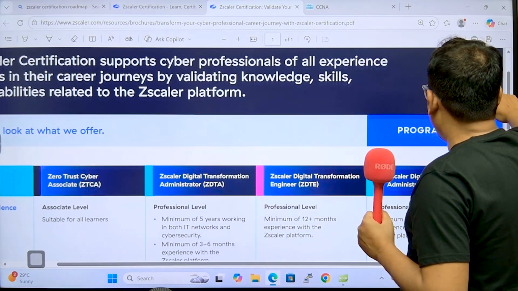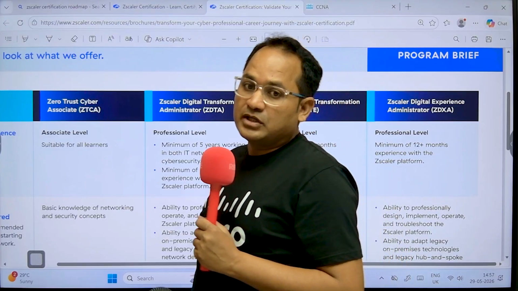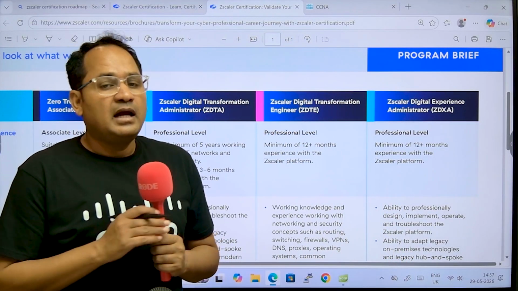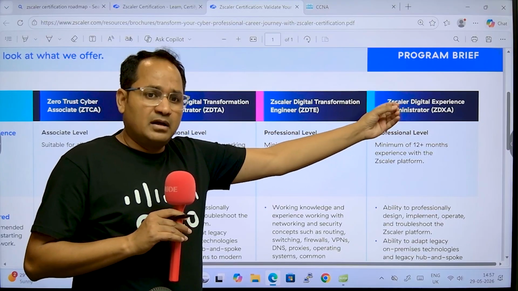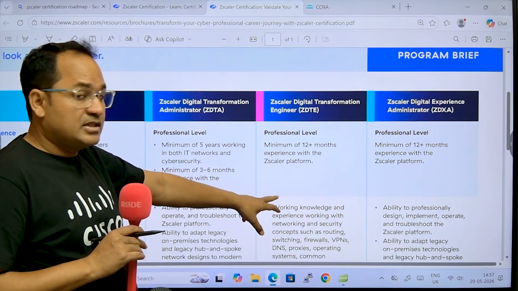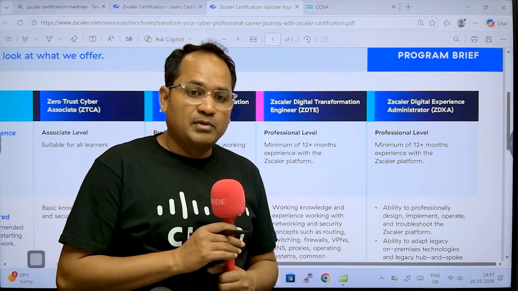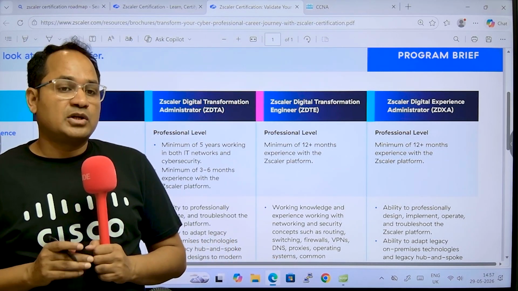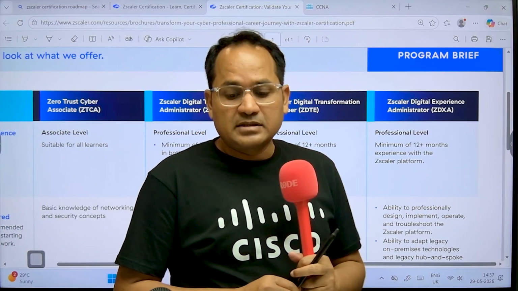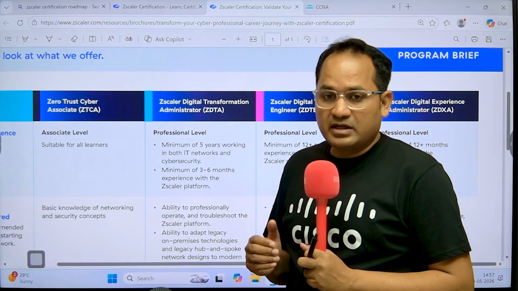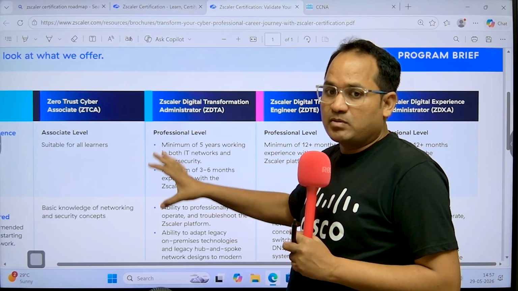So guys, if you have any plan, I will suggest go for the JDTA first and clear it, then go for the JDTE. If you do these two, I believe they will be complementary for you. You can learn easily because ZDX is part of the JDTE. So you're going to learn everything about monitoring and troubleshooting for network and security infrastructure using the Zscaler platform. I hope you now have a good understanding of the certification roadmap, and this is the official certification roadmap, not by me.